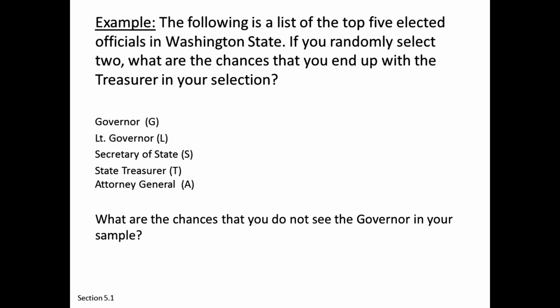What do you think? 1 in 5. You think so? I don't know. Well, remember, we're picking 2 people, so the treasurer just has to be one of them. I don't care who the other person is.